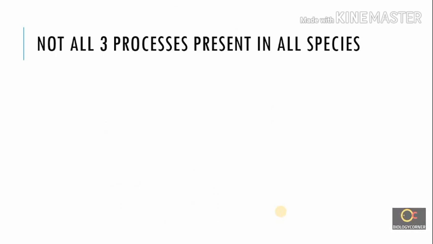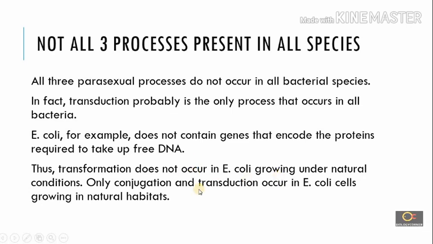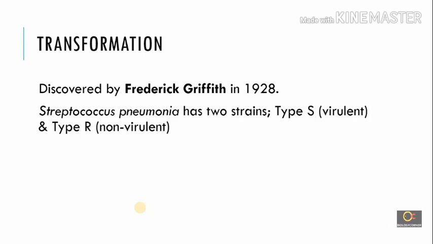Another important thing is that not all these processes are present in all species of bacteria. For example, Escherichia coli does not contain genes that encode the proteins required to take up free DNA. So in the case of Escherichia coli, genes can only be transferred through conjugation or transduction, but not through transformation. Why? We'll look into that.